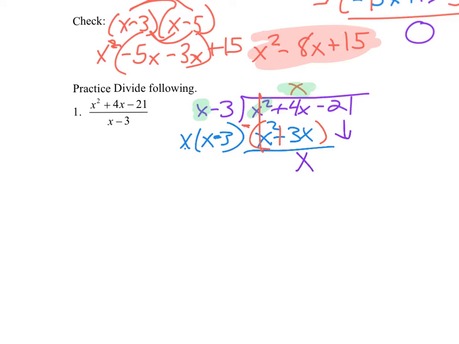What does x need to get x? It just needs a 1. Positive 1. So I multiply 1 times x minus 3. I get x minus 3. When I subtract this, that becomes a positive 3. So I end up with a negative 18 as my remainder.